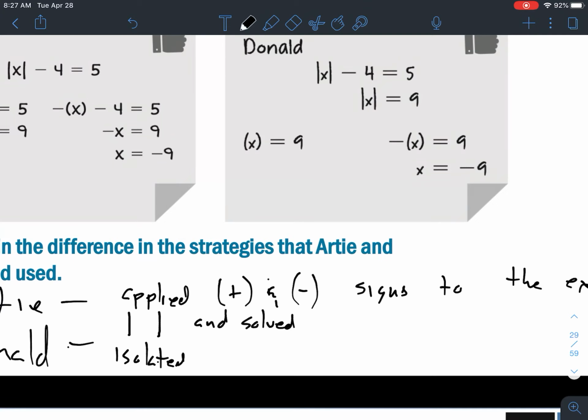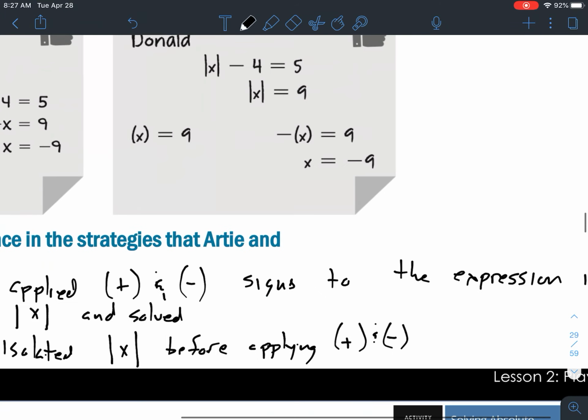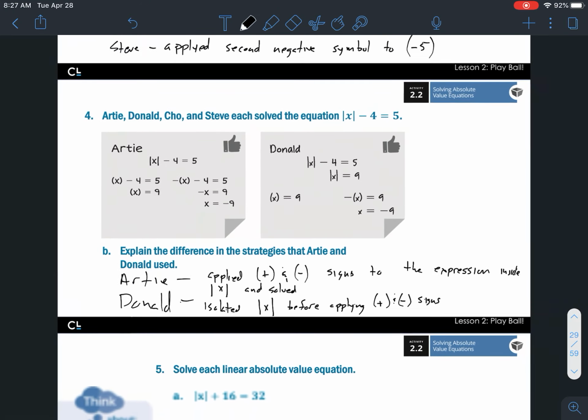Where Donald isolated I'm going to put the absolute value sign again. I'm just going to put X in there so you know. Absolute value before applying positive and negative signs. Okay, so just a different way to do it.